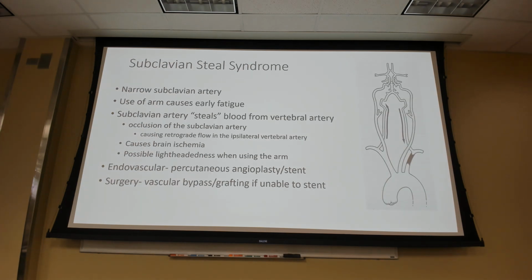All right. Subclavian steal. This is a fun one. So this is basically a condition where occlusion of the subclavian artery causes a retrograde flow into the vertebral artery, and it causes symptoms of brain ischemia. So this is typically associated with the left upper extremity more commonly, and this is going to be with any sort of activity with that extremity. It's going to cause ischemic symptoms in the brain.